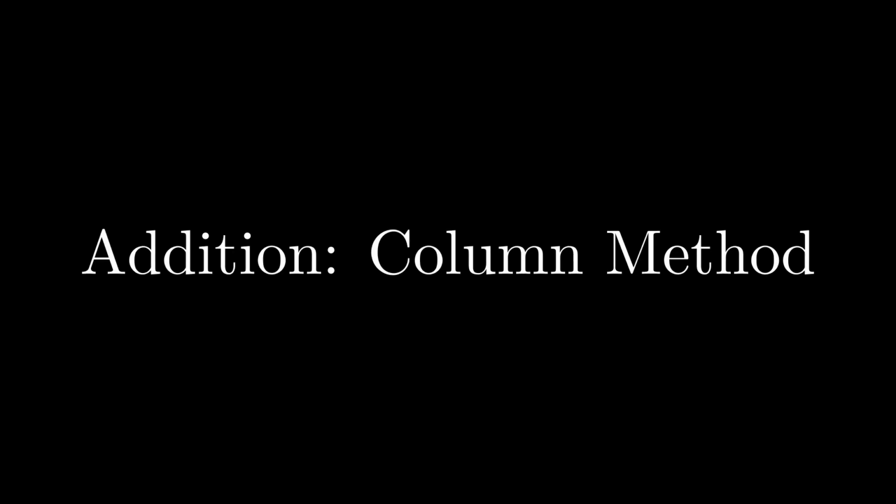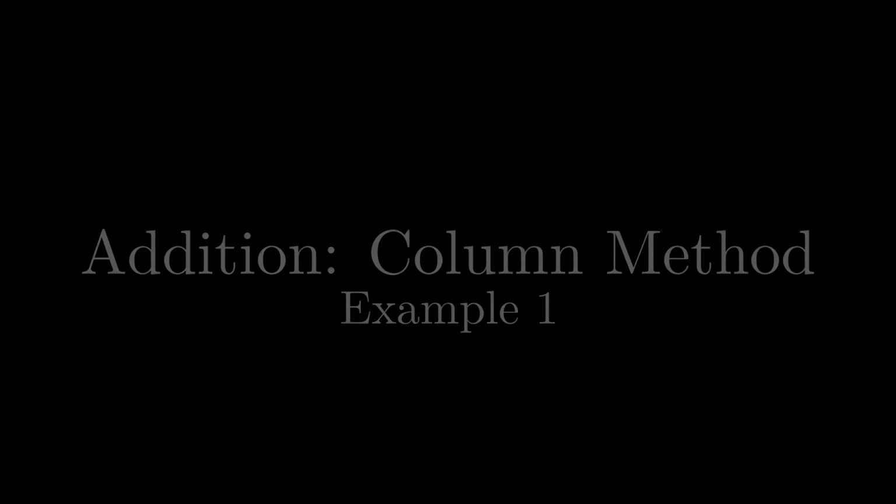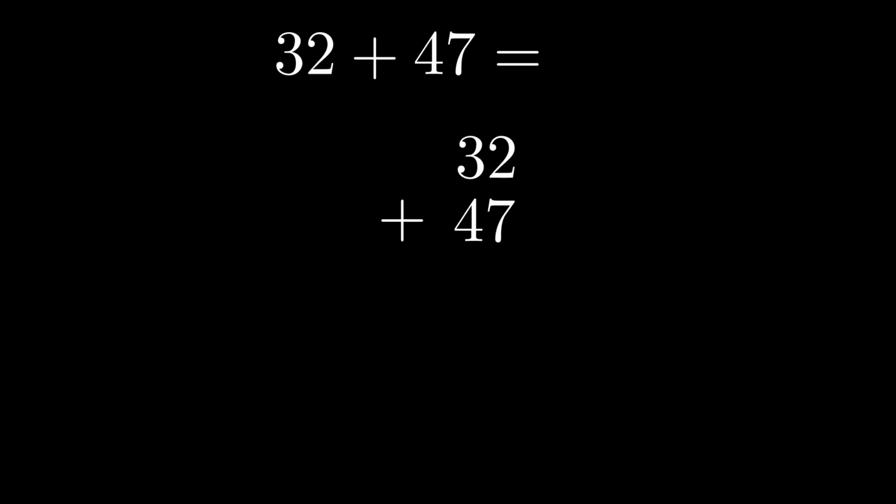Welcome to addition, the column method. Let's take a look at the first example. We're going to try adding 32 and 47. Let's put them one above the other and then start adding from the right hand side.